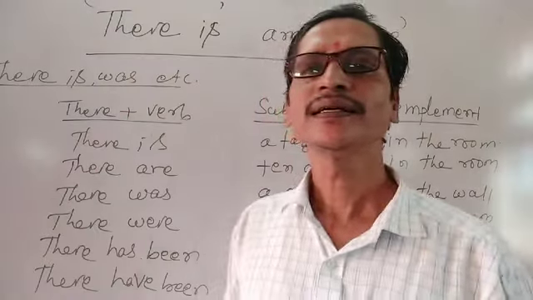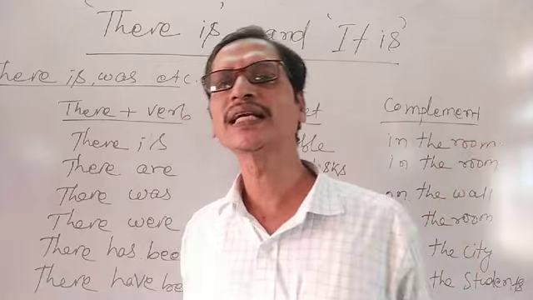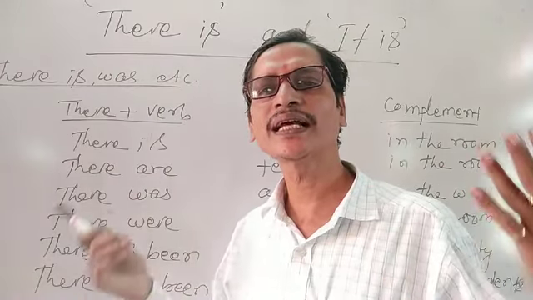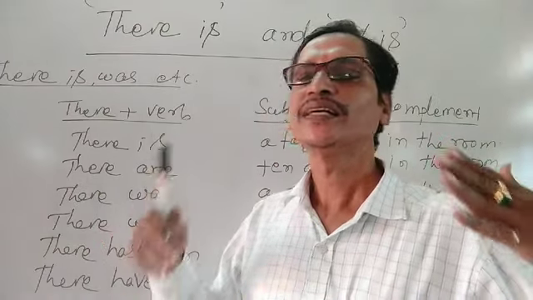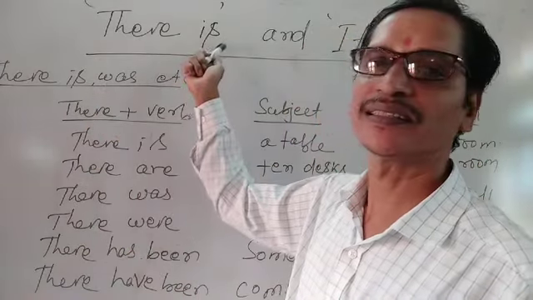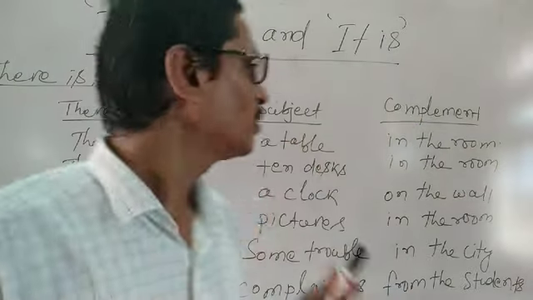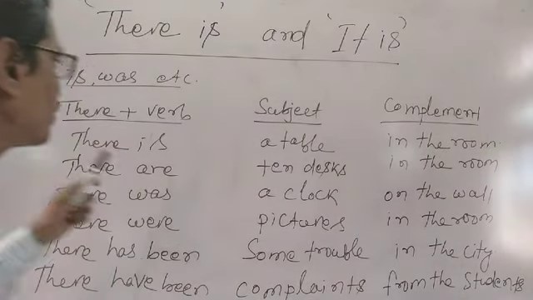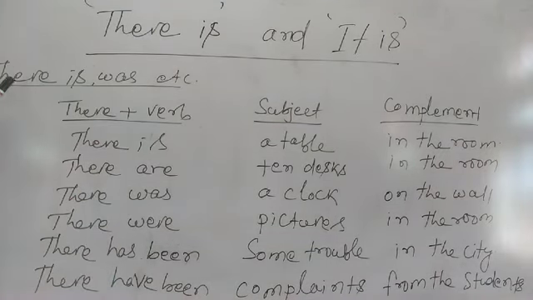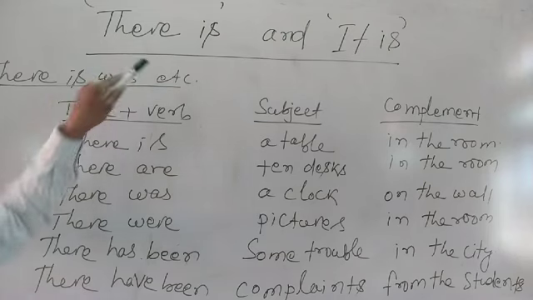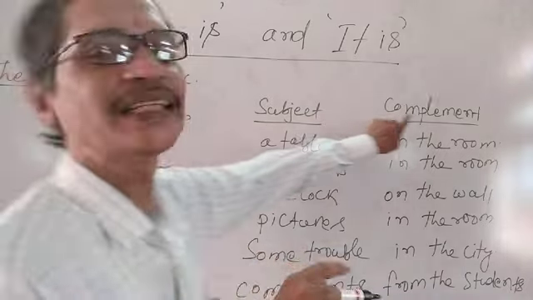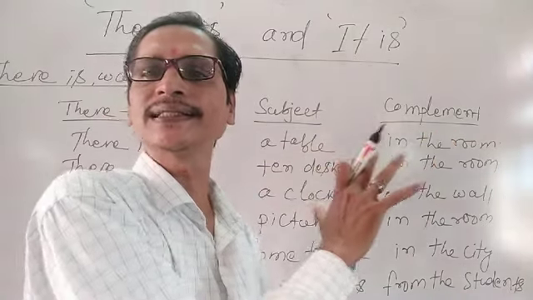Dear students, to understand the use of there is, there were, there was, there has been, everything. There with the verb, we have to use, you see from this structure you will understand. So what we have written here is the use of there is, was, etc. That means we use there plus the verb, then the subject, then the complement to complete the sentence.